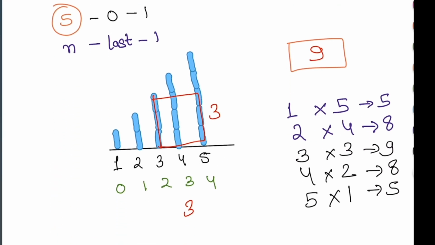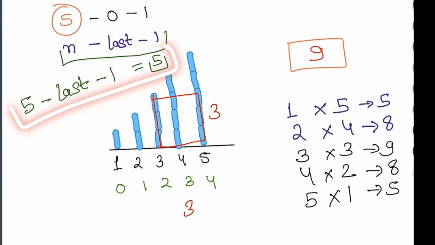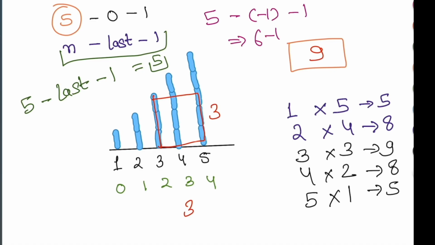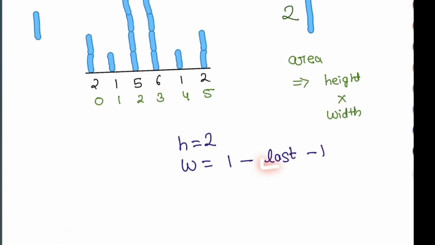And let me try to explain you with this particular data. If this is 1, then the width was 5, right? We can say we are using this particular formula, n is equal to 5. We are going to use last and then minus 1. This should be equal to 5, right? If you calculate the value here, then the last will be minus 1. So basically it is 5 minus minus 1 minus 1. This will be equal to 6 minus 1, which is 5, right? That's what we have here. So if we do not have a last element, the last will be minus 1, so that our formula remains correct. So here this will be minus 1.